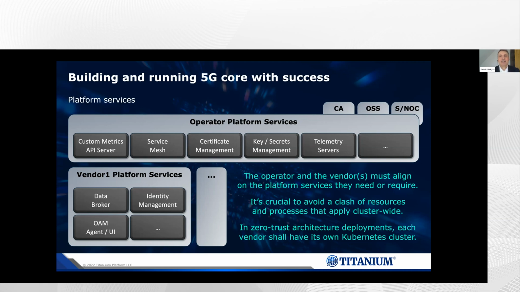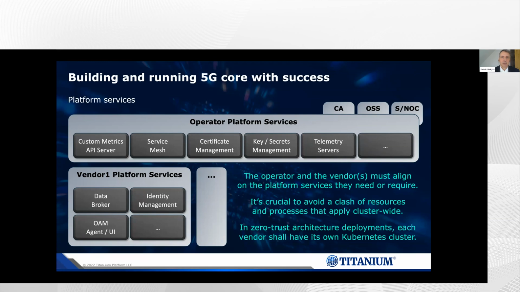It doesn't work. So if 5 vendors bring their own custom metrics API server into the target cloud, that will definitely clash. And avoiding the clash is really crucial to have a stable and working 5G core system. So what the operator and the vendors need to do is to align on the platform services they need or require. And then there will be a responsibility for each service, either on the operator side or on the vendor side, to deliver such a service.